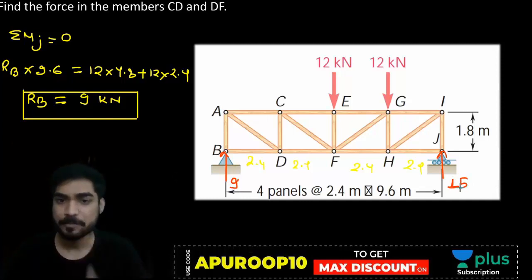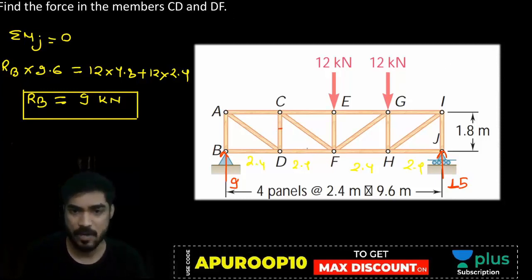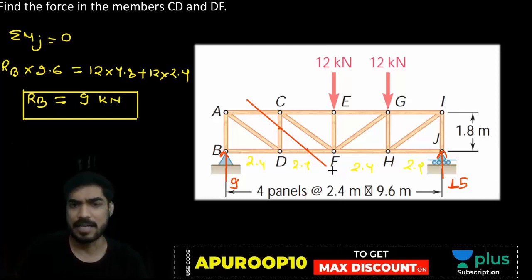Now I will cut this using a section and I need to find force in CD and DF. In which members do I need to find the force? In this one and this one. So my section should cut both these members. So I will cut it like this. Again, I will cut it like this.